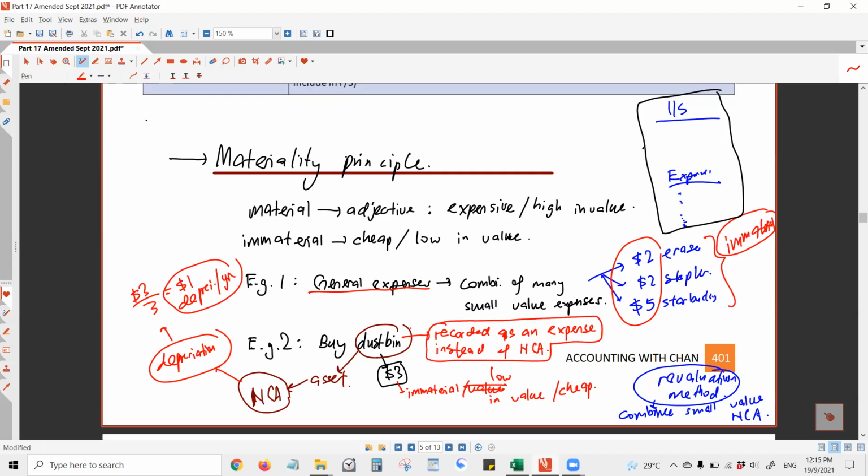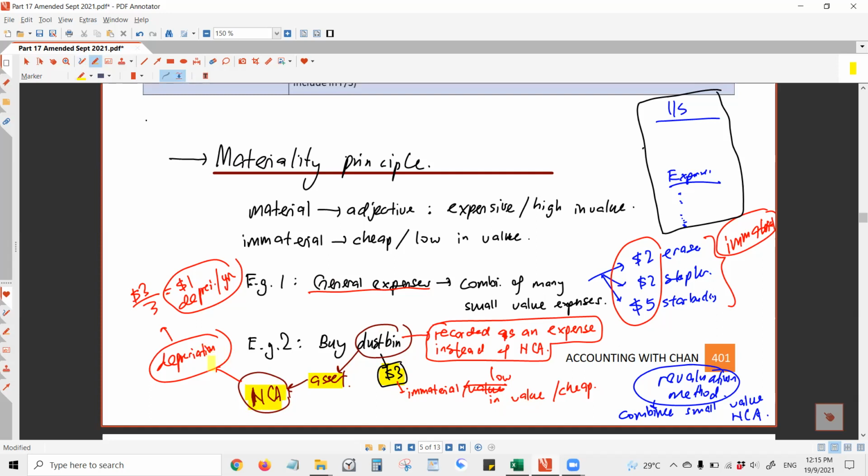Let me explain this example again. I use a dustbin as an example where we buy a dustbin for $3. So $3 is immaterial, right? It's low in value, cheap. A dustbin is an asset, more specifically an NCA. Why? Because you use a dustbin for a long time. Of course, you use it for a couple of years, right? The dustbin.